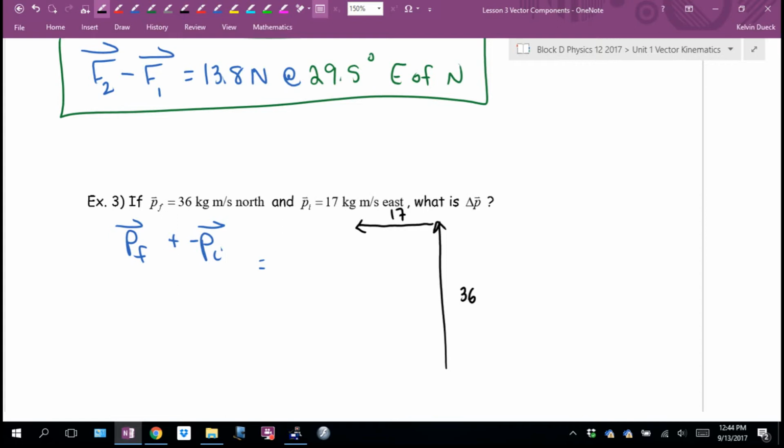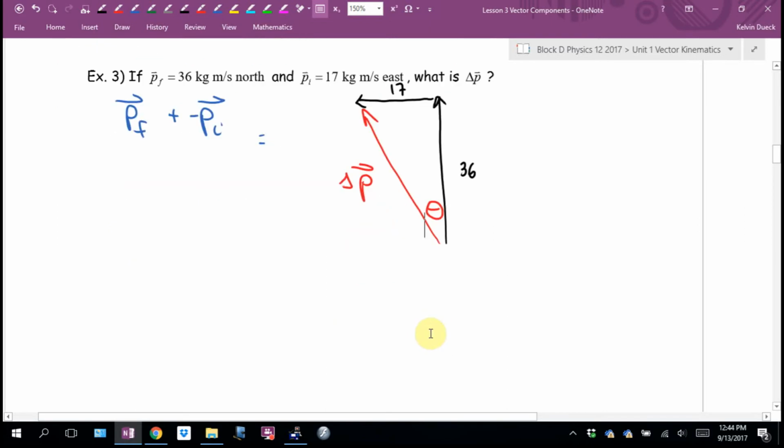Thank you. And now, here is the impulse, the change in momentum, and there's theta. Try finding the impulse, the change in momentum on your own. I'll do it up here, and let's see if we end up at the same place.